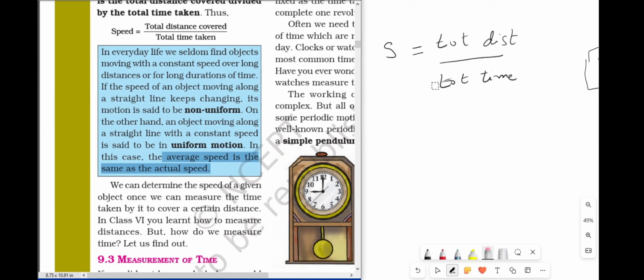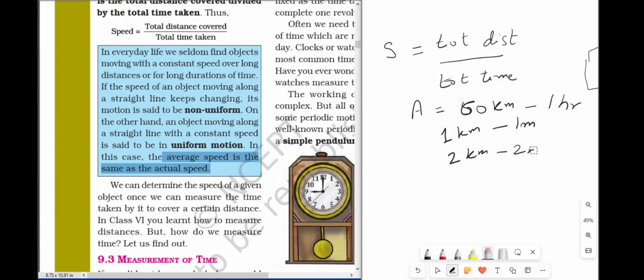So what does this mean? Let's say an object A has traveled 50 kilometers, or let's say for simplicity it has traveled 60 kilometers in 1 hour. So it means that it must have traveled 1 kilometer in 1 minute. It must have traveled 2 kilometers in 2 minutes. It must have traveled 10 kilometers in 10 minutes. So it's moving at a constant speed. हर एक किलोमीटर में उसको 1 मिनट लग रहा है. It's totally fixed. So that's what is constant speed.